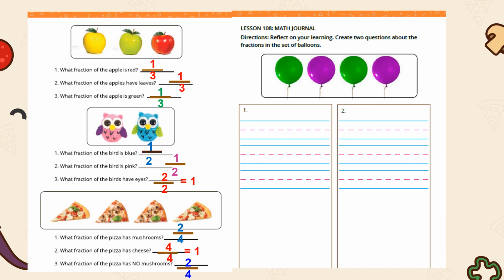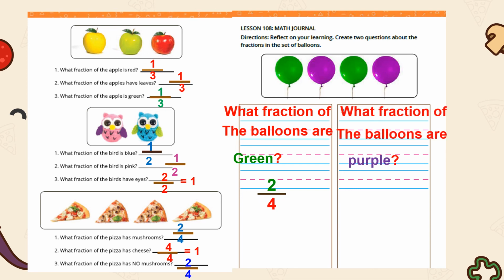Next, reflect on your learning. Create 2 questions about the fractions in the set of balloons. We have a group of balloons. 2 are green and 2 are purple. So, the first question we can ask, what fraction of the balloons are green? They are 2 over 4. Number 2, we can ask what fraction of balloons are purple. We can say 2 over 4.